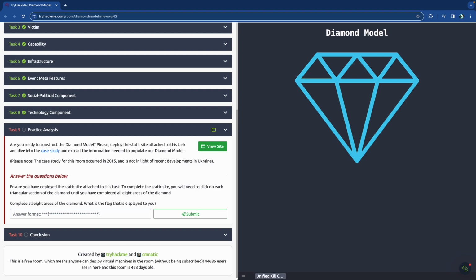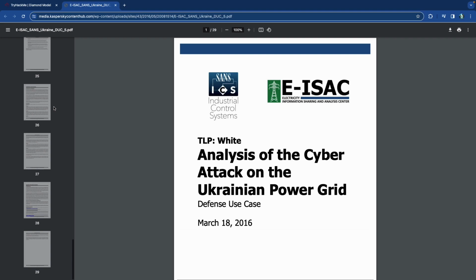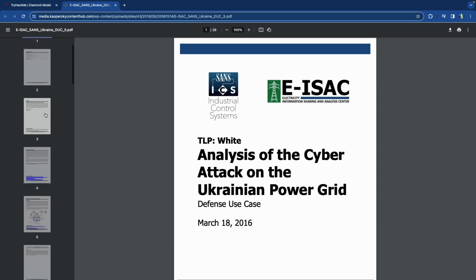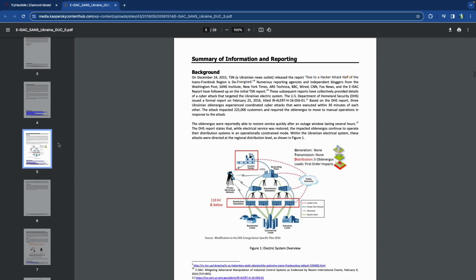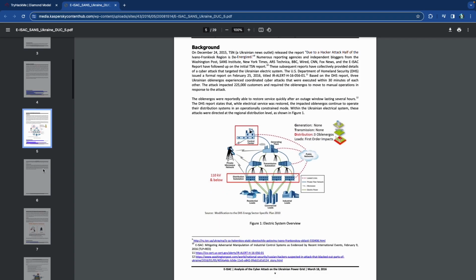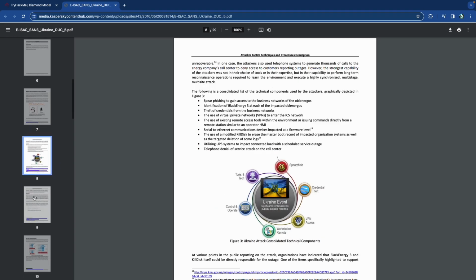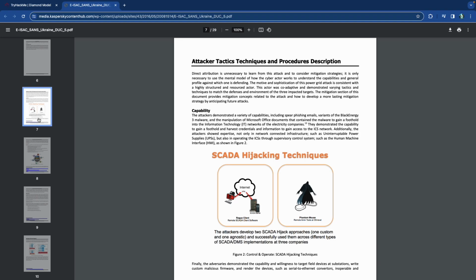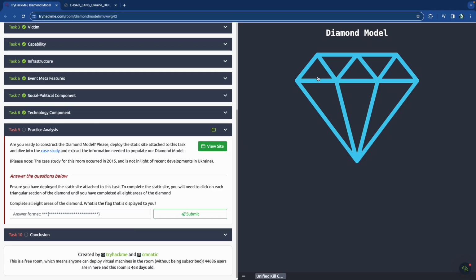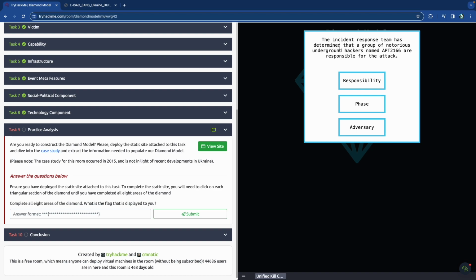Deploy the static site. You will need to click on each triangular section of the diamond until you have completed all 8 areas of the diamond. So let's look at the case study real quick. And this is a long document, so I'm not going to sit here and read all this. What we're going to do is use Command F or Control F to find certain elements in this and skim through it, because this is definitely not something that I'm going to sit here and read. So let's go.